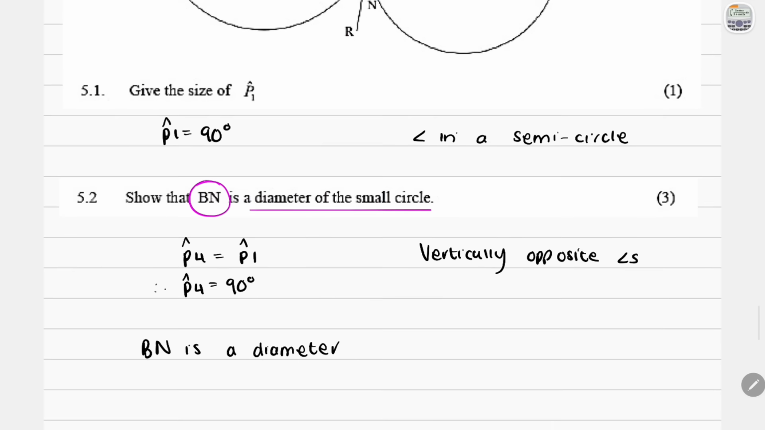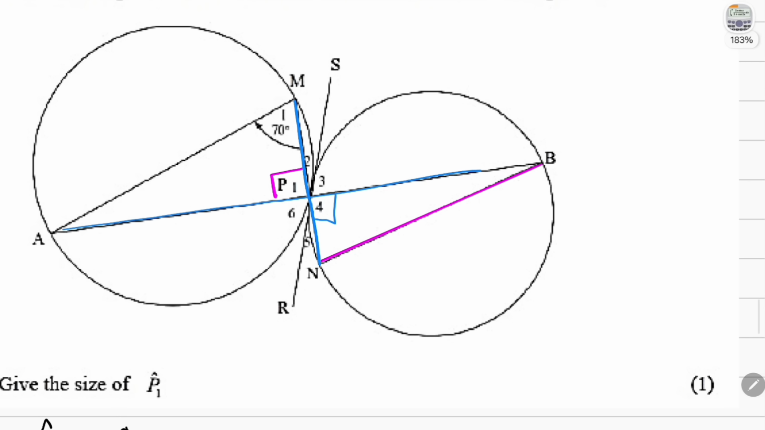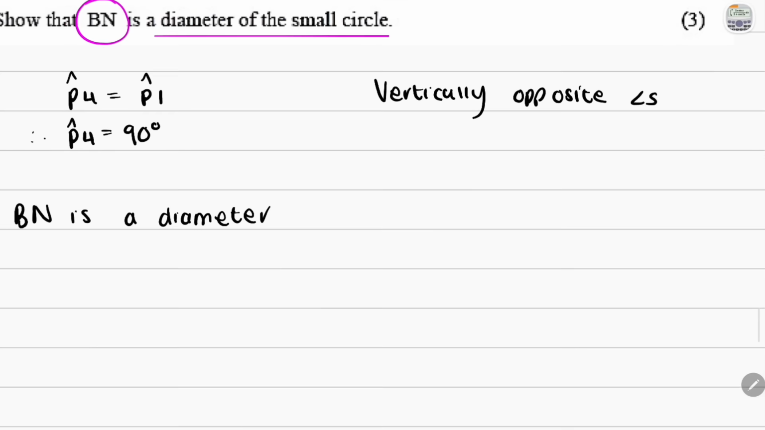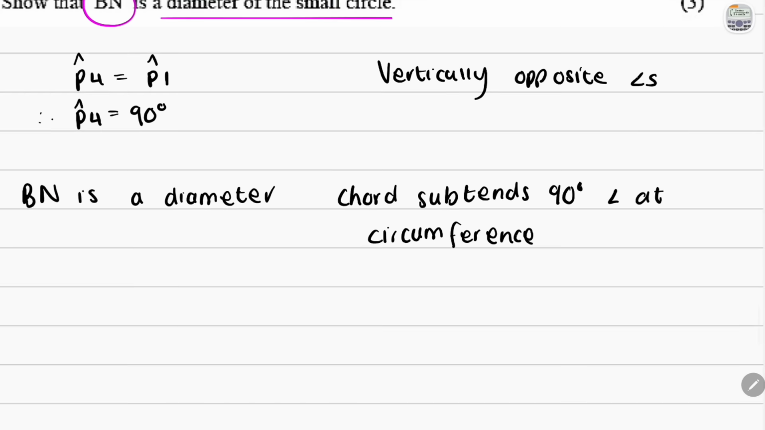circumference. Okay, we can refer to BN as a chord so long. The reason why is because we're just proving that it is a diameter. So so long we'll call it a chord. So because this chord subtends a 90-degree angle at the circumference, it is a diameter. Okay, so chord subtends a 90-degree angle at the circumference. Moving on to the next question.